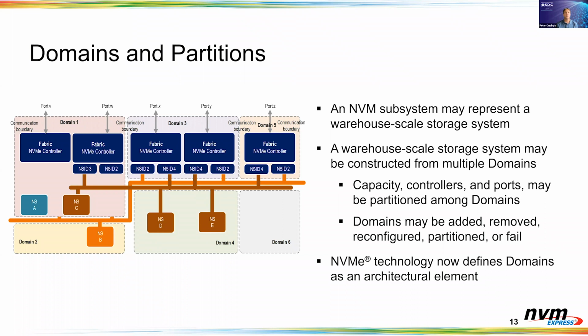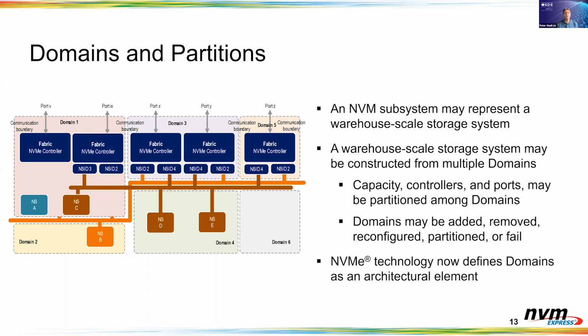Up to this point, an NVM subsystem was a monolithic thing with a controller and namespaces. In an NVMe SSD, it's typically implemented by an ASIC with some NAND. In a warehouse-scale storage system, it could consist of many refrigerator-sized racks. These racks fail and need to be replaced. Sometimes racks need to be added to expand capacity. In other cases, firmware associated with the rack needs to be updated.